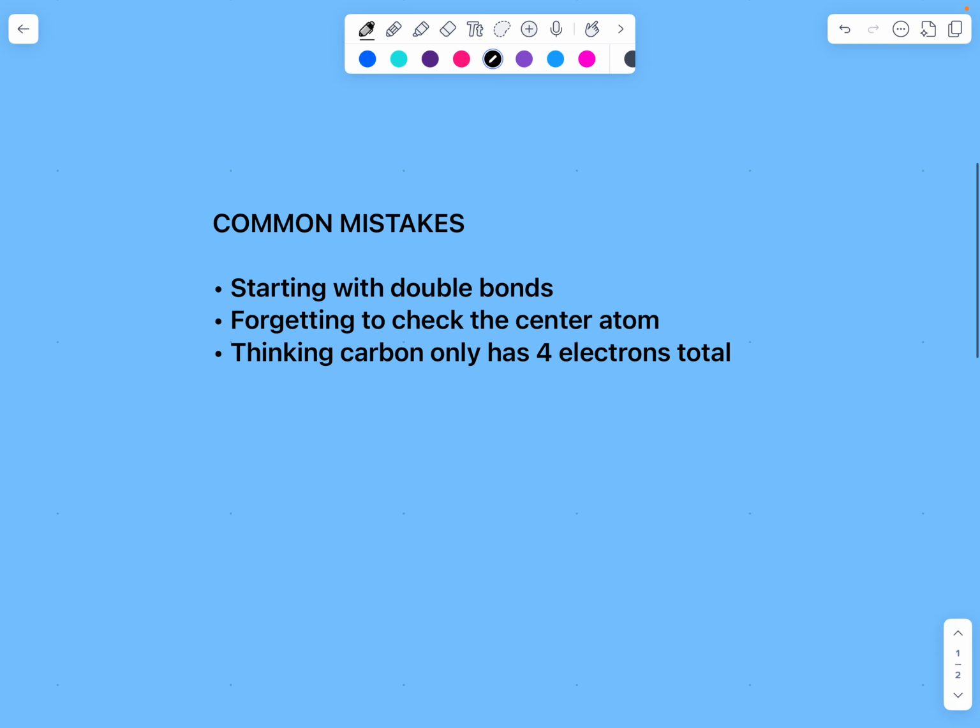Here's what you don't do. Don't start with a double bond. One at a time. That's the easy way to get it. And don't forget to check the center atom. And don't think carbon only has 4 electrons total. Let's get started. Remember, double bonds are a solution, not a starting point.